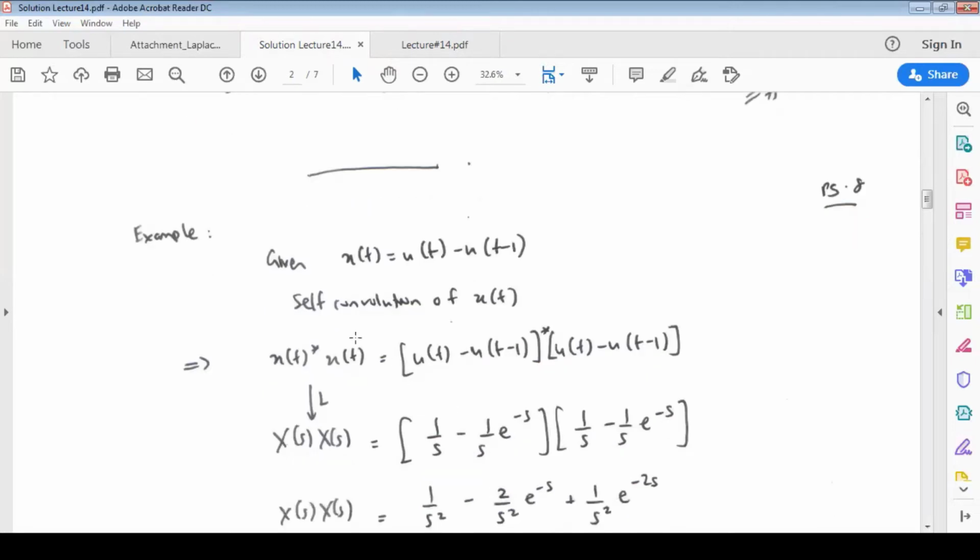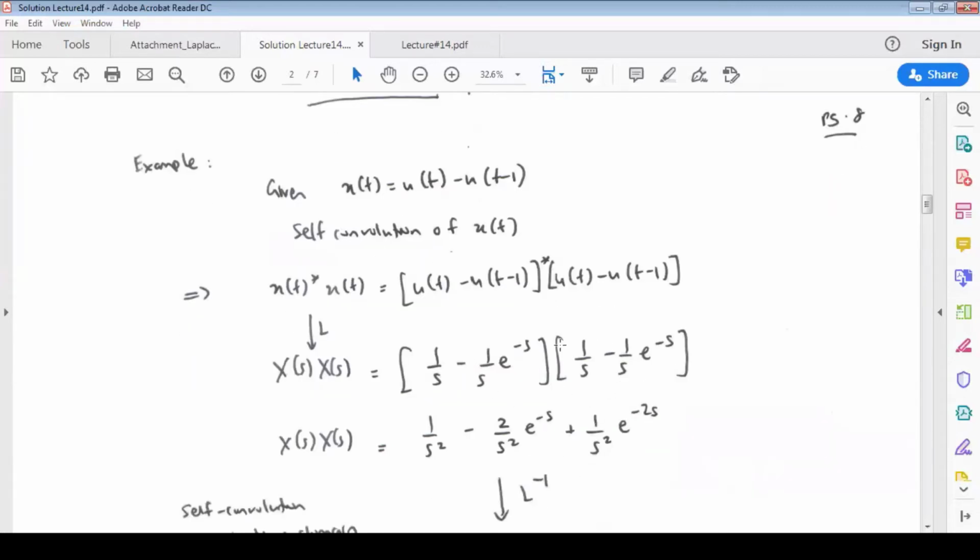In time domain it is convolution, so in frequency domain it's multiplication, which is X(s) multiplied with X(s). So this term shall now be transformed into Laplace transform. We have u(t) as 1 over s, and for u(t-1) we apply the time shifting property, which gives 1 over s times exponential of negative s. When we do the multiplication in frequency domain, we have 1 over s squared minus 2 over s squared e to the minus s plus 1 over s squared e to the minus 2s.